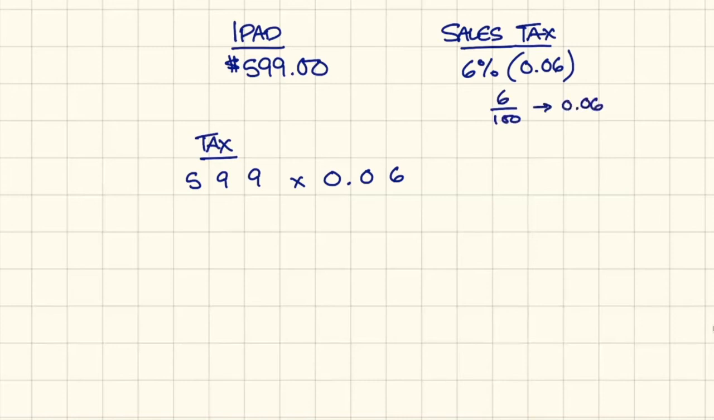And so we set up our standard algorithm. We pull our decimals out, which is our strategy. And we do 599 times 6. So I know 9 times 6 is 54. I'm regrouping. And then I would get 59. I'm regrouping again. And I would get 35. Now at this point, 599 times 6 is 3,594.